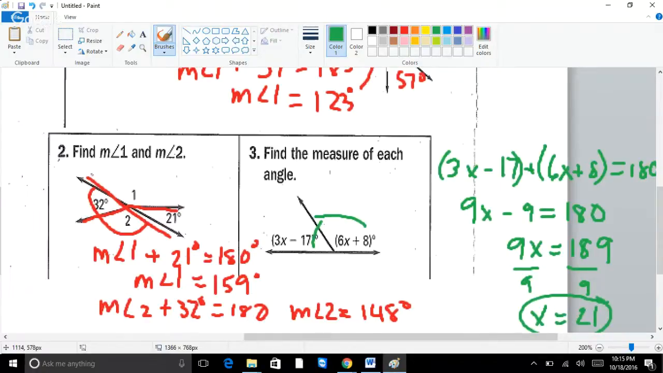Okay, so they don't just ask me to find what the measure is, they actually ask me to solve it, so you would need to plug x in for each of those to find the angles.